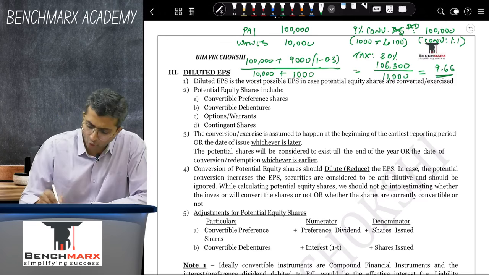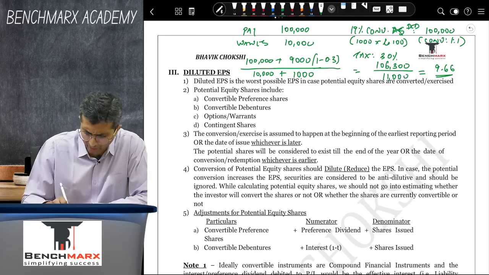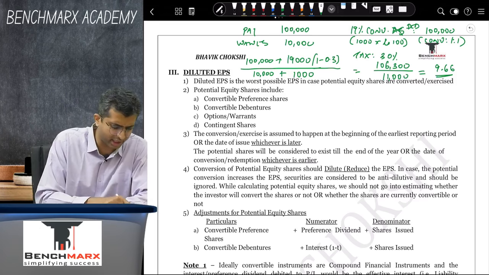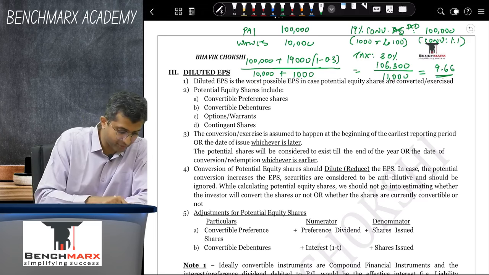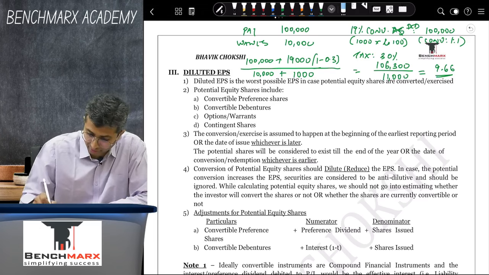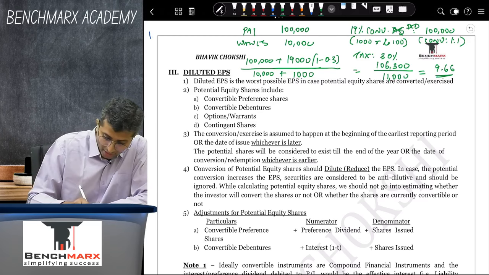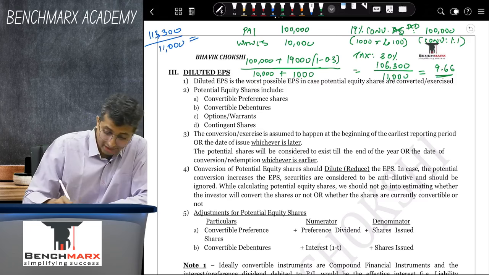Now, if we alter the illustration and say 19% is the convertible amount, then what will happen? Well, all else remaining constant, this is 19,000 into 0.7. This is 13,300. So this will be 1,13,300 upon 11,000, and hence ideally the diluted EPS would now be 10.3. Can this be the diluted EPS?